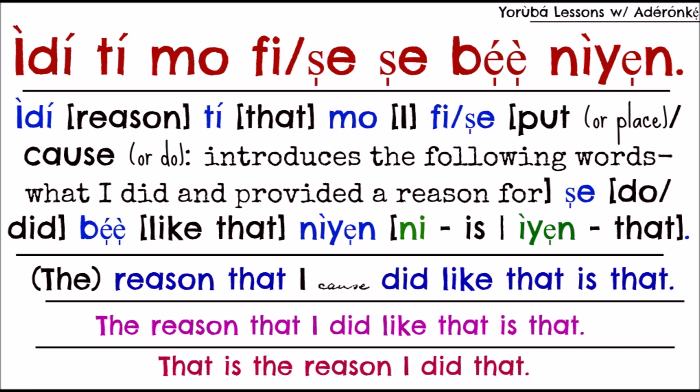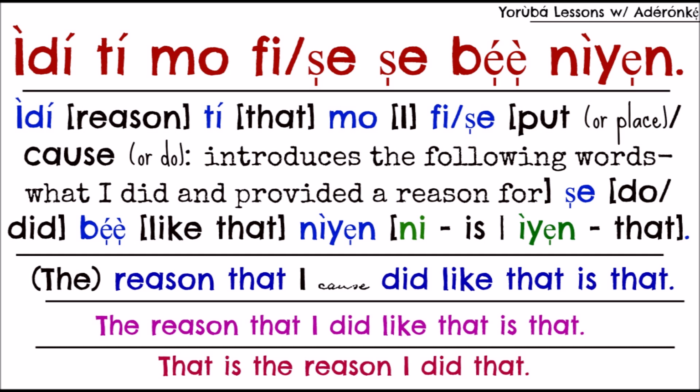What I did and I'm providing a reason for, or what I did and provided a reason for. In this case, it's what I did and provided a reason for. At this point, you've stated the reason. You must have stated the reason for doing whatever you did. She is do. Be is like that. Niye is that. But niye is not an original word. It's a combination. Ni and iye. Ni is, iye is that.